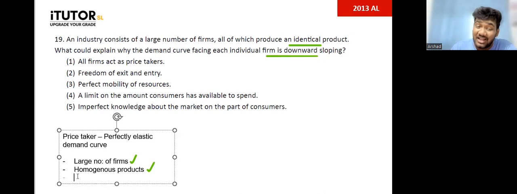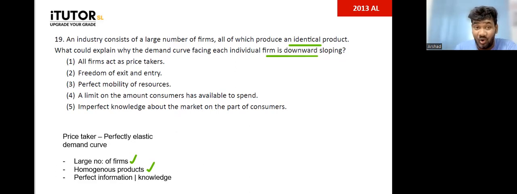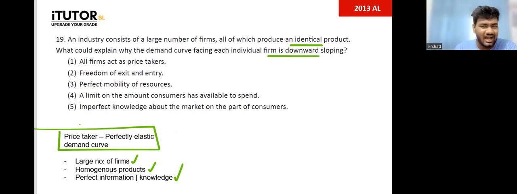So for you to become a price taker, all three conditions. There has to be perfect knowledge as well, or you can say perfect information. If there is perfect information and perfect knowledge, if all three conditions are met only, the firm will become a price taker. So in our case, what do you think is not there? The question is saying no, right?